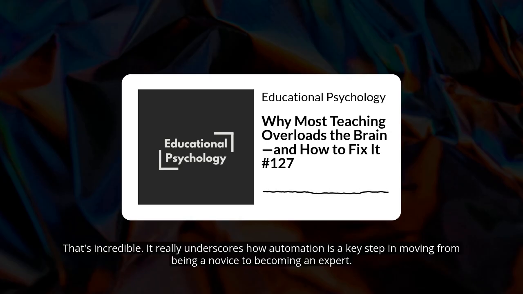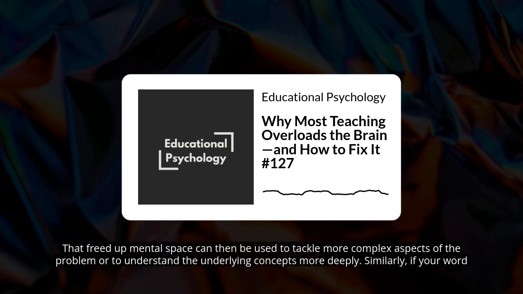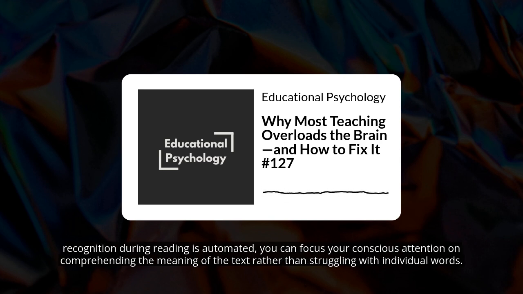That's incredible. It really underscores how automation is a key step in moving from being a novice to becoming an expert. Absolutely. When a schema becomes highly automated, like instantly recognizing how to rearrange a basic algebraic equation, you don't have to consciously walk through each step in your working memory. Right. That freed up mental space can then be used to tackle more complex aspects of the problem, or to understand the underlying concepts more deeply. Similarly, if your word recognition during reading is automated, you can focus your conscious attention on comprehending the meaning of the text rather than struggling with individual words.